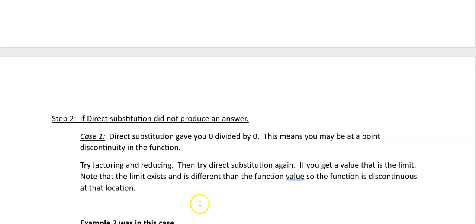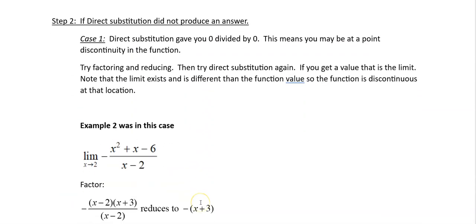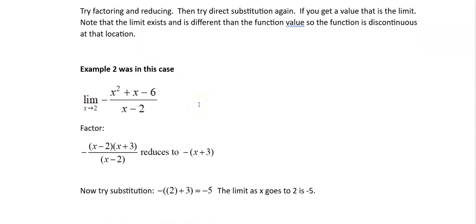So that's substituting, and that only worked for one of my examples. Example 1 is done. Substitution worked. So if direct substitution did not produce an answer, what if I got 0 divided by 0? Well, that's case 1. Example 2 was one of these cases. You're going to try factoring and reducing.